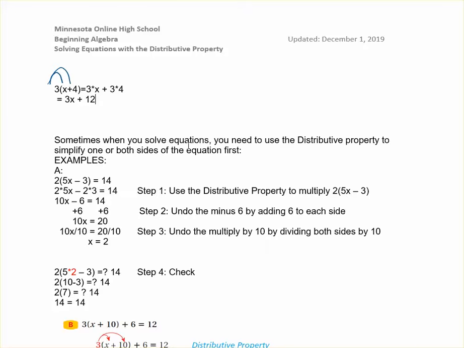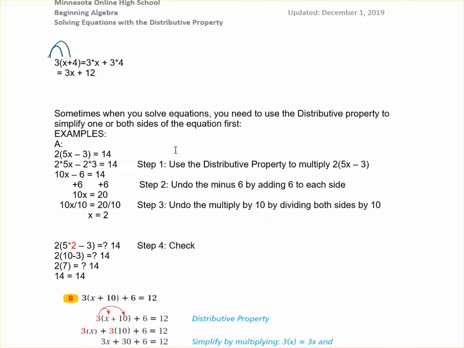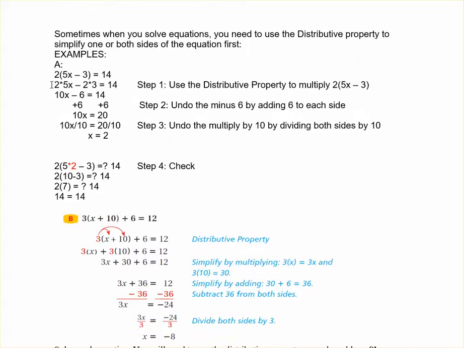So we are going to use that technique on these problems on your worksheet. There's an example here similar to what we just did. We're going to use the distributive property here, and then it'll be equal to something. In this problem, we have to use the distributive property to multiply 2 times parentheses 5x minus 3, and that would give us 2 times 5x minus 2 times 3, and it's equal to 14 because that's what the equation said. And 2 times 5x is 10x, and 2 times 3 is 6. This time it's a minus sign because it was a minus sign in the parentheses.